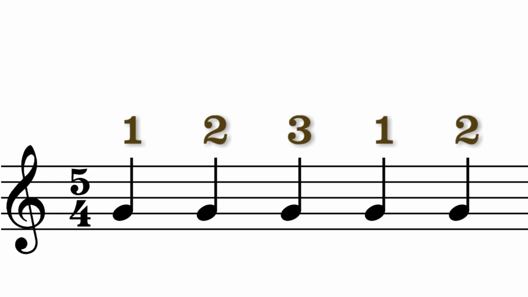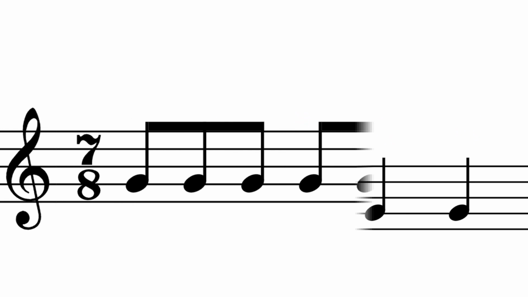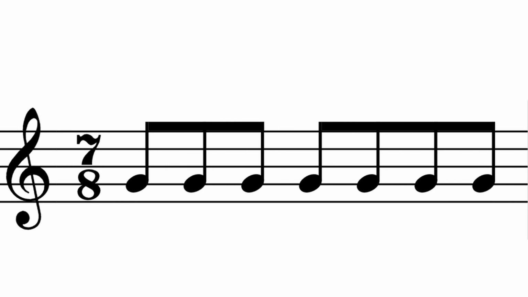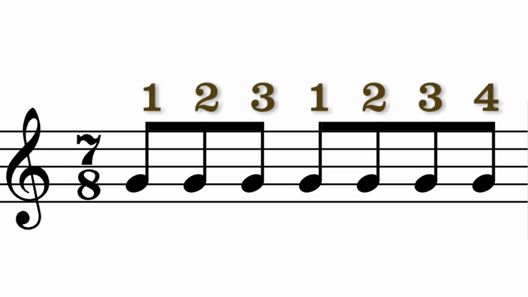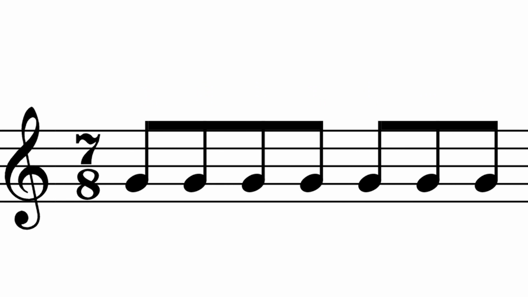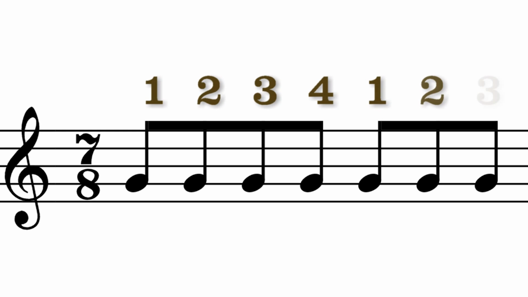This is also the case when we have a larger number in the top of the time signature, like in 7/8 time, which is another one that you might see. In 7/8, the notes might be grouped as 3 plus 4, which would sound like 1, 2, 3, 1, 2, 3, 4, 1, 2, 3, 1, 2, 3, 4. They might be grouped as 4 plus 3, which would sound like 1, 2, 3, 4, 1, 2, 3, 1, 2, 3, 4, 1, 2, 3.